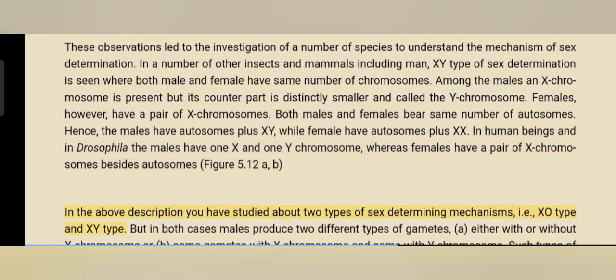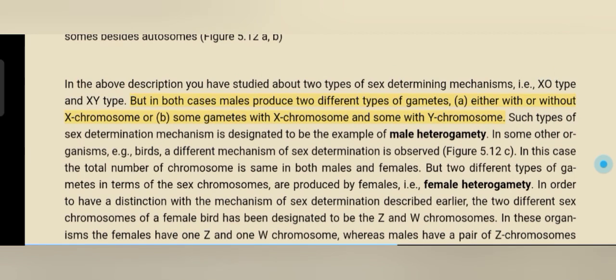In the above description you have studied two types of sex-determining mechanisms, i.e., XO type and XY type. But in both cases males produce two different types of gametes, either with or without an X chromosome, or some gametes with X chromosome and some with Y chromosome. Such a sex determination mechanism is designated as an example of male heterogamety.